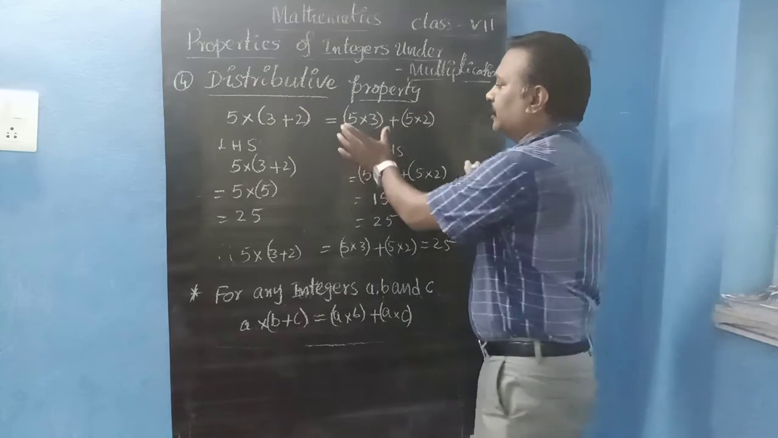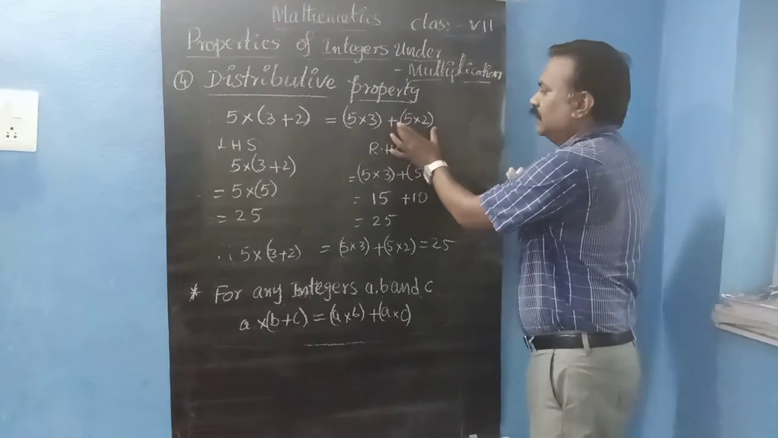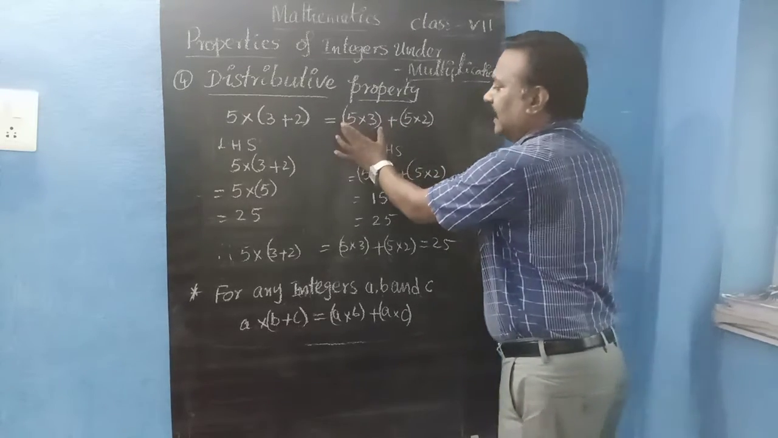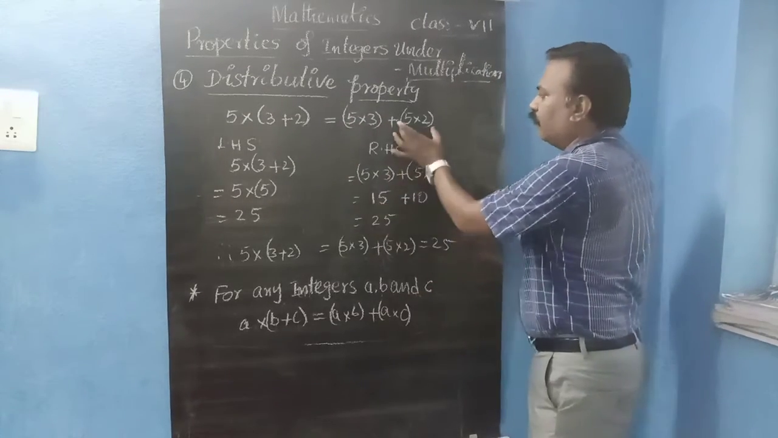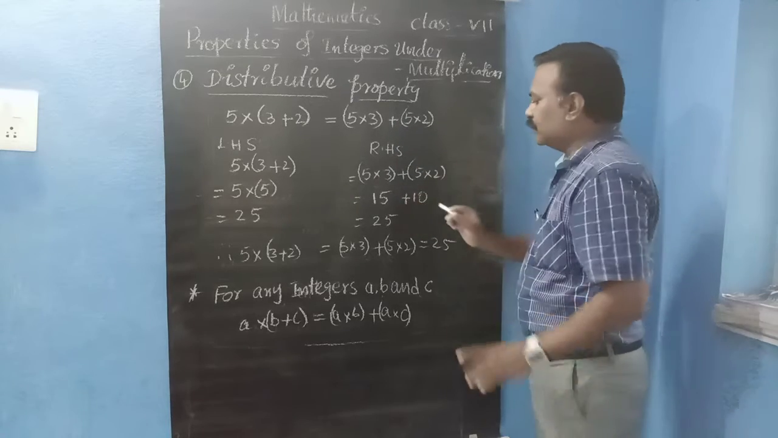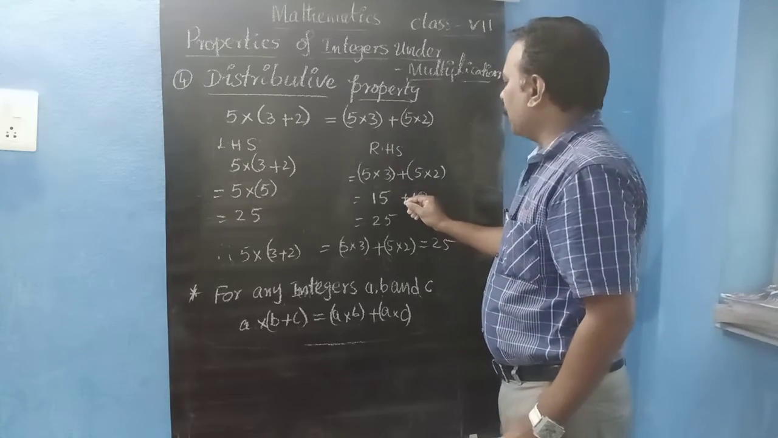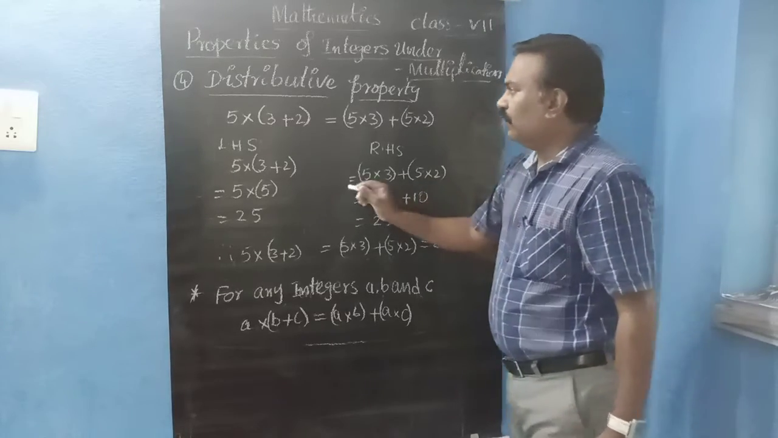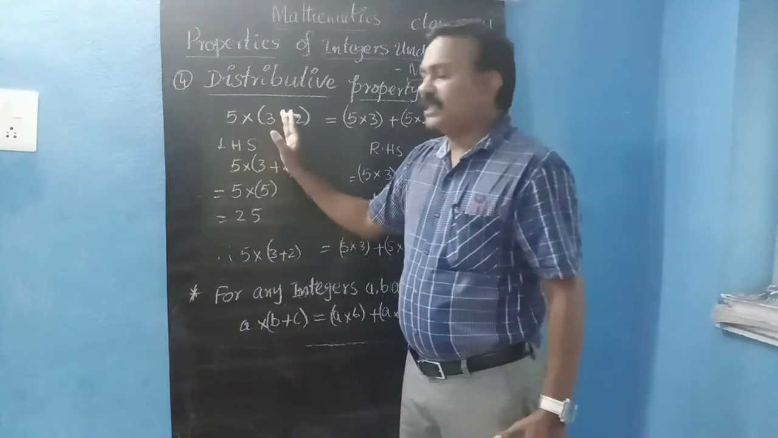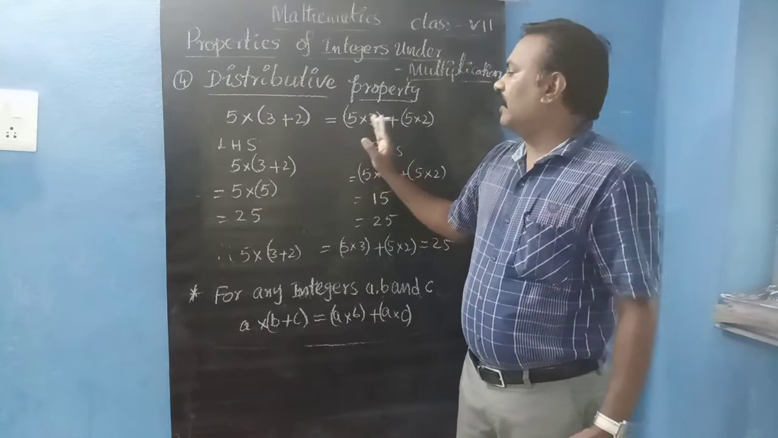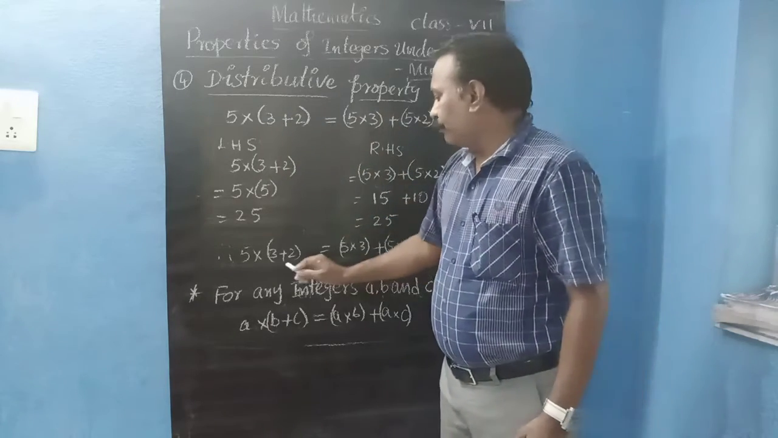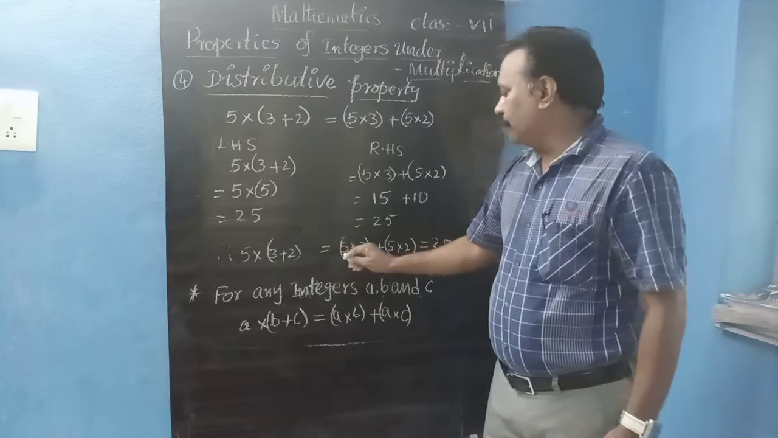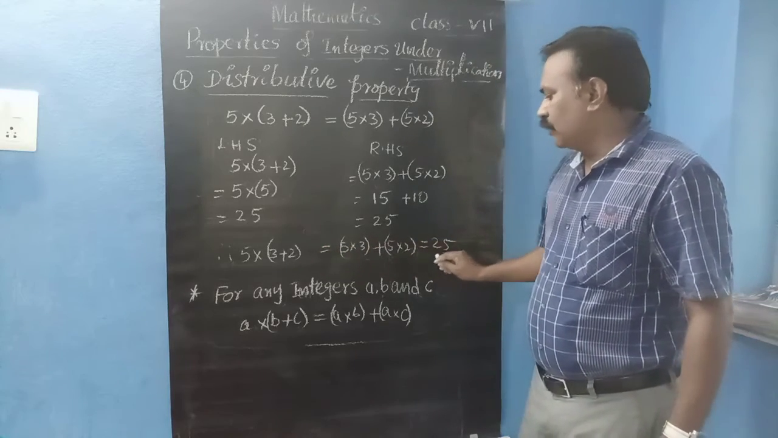First of all, multiply this product, then this product. 5 3's are 15, 5 2's are 10. Next, what is the operation here? Addition. 15 plus 10, 25. So if you distribute the numbers, the value will not change. So 5 into 3 plus 2 is equal to 5 into 3 plus 5 into 2, which is equal to 25.